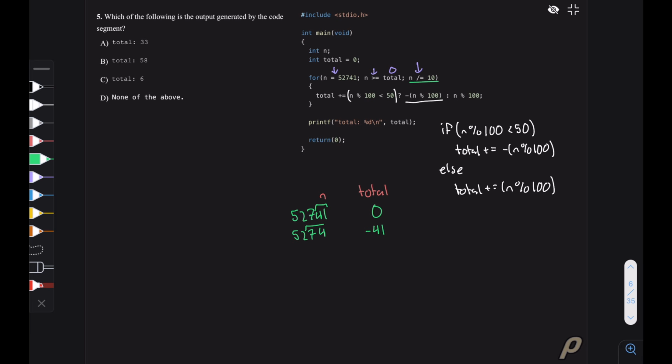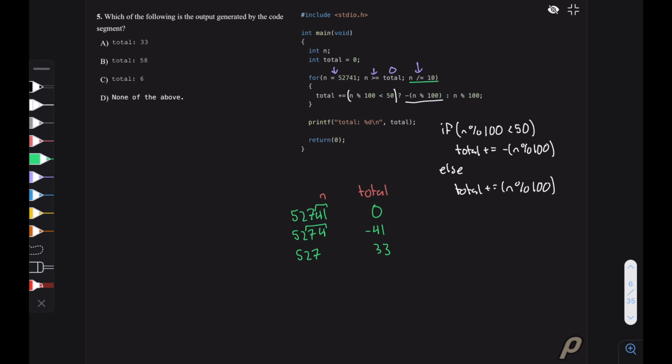So then our n is still greater than or equal to our total, so we'll do another iteration here. If we do n mod 100, we get 74. 74 is less than 50, or I'm sorry, 74 is greater than 50, so our else statement will fire here. So we'll add 74 to total instead of subtract it. So negative 41 plus 74 is 33. And then again, we divide by 10 to get 527.